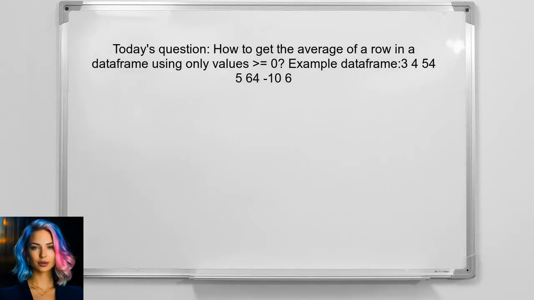Here's the specific question we're addressing today. One user asked how to get the average of a row in a data frame, but only using values greater than or equal to 0. They provided an example data frame that includes negative numbers. Sound familiar? Let's dive into the solution.